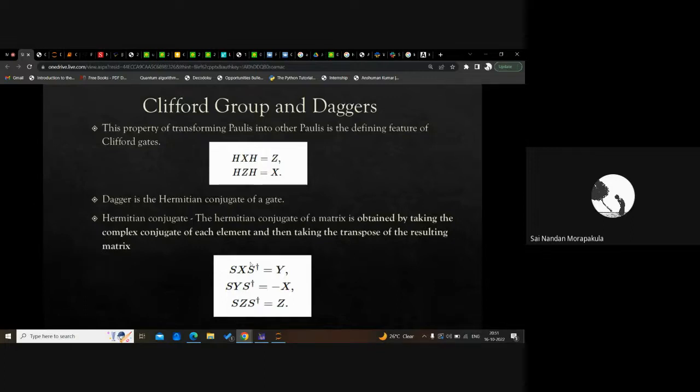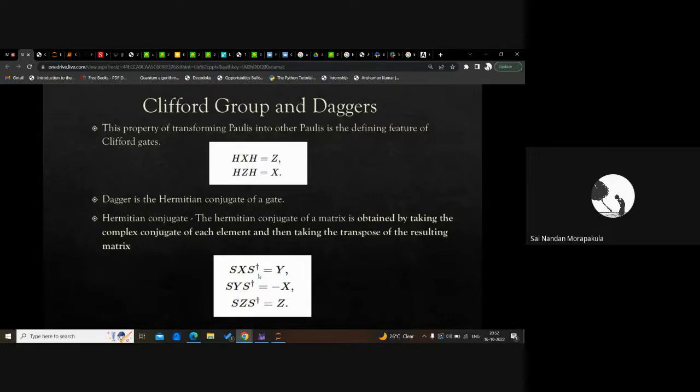And like this Hermitian conjugate, as I have explained, you first need to calculate the complex conjugate of the matrix, and then you need to transpose it. These are also Clifford group gates, because you are taking the Pauli gates and designing another Pauli gate. So S, X, and S dagger will give you a Y gate. All of these are very important. I have given the quantum developer exam, and these were the questions that were asked there.